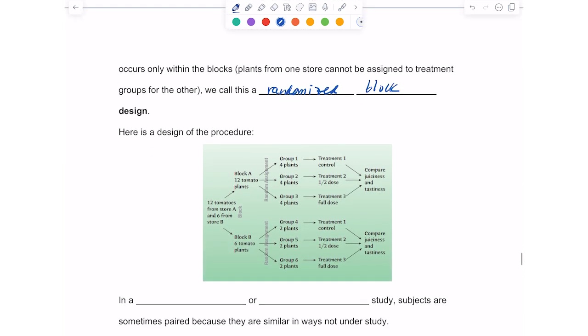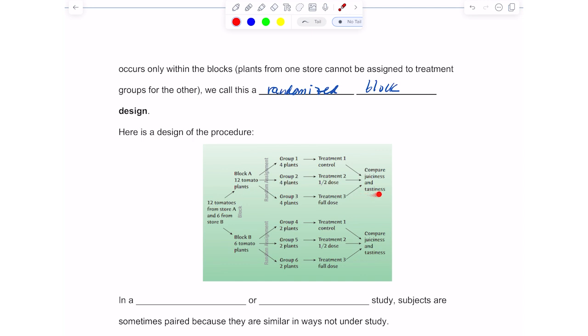So here's an example, okay? So you can see the design here. You've got your 12 tomatoes from, we'll call it store A, and then 6 from store B. And what we do is we create these blocks. So block A will contain just the 12 tomato plants from store A. Block B will contain just the 6 plants from store B. And then we assign the 3 treatment groups to the plants in block A and the 3 treatment groups to the plants in block B.